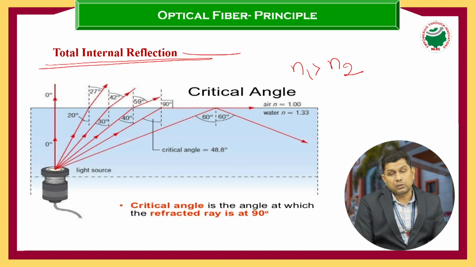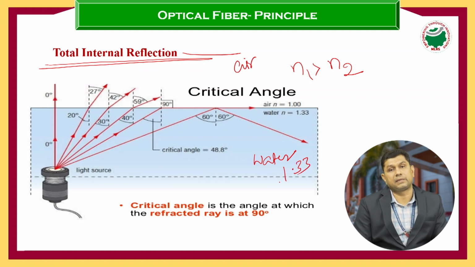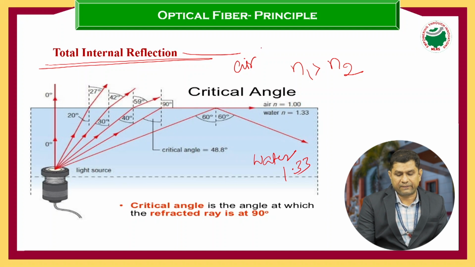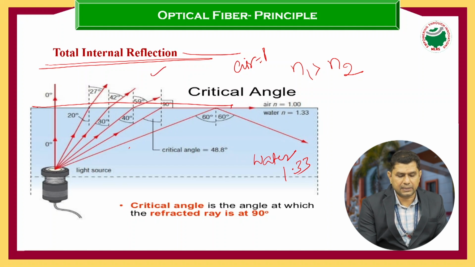Here you observe how the total internal reflection takes place. This is the water. This is the air. Water refractive index, we know, is 1.33, whereas air refractive index is 1. Now see the angle of incidence. This is called the boundary. Boundary is nothing but the separation between the two media. This is the air and this is the water.